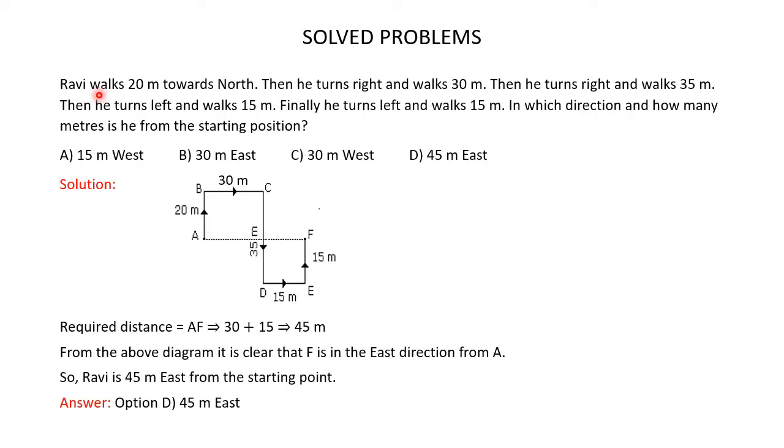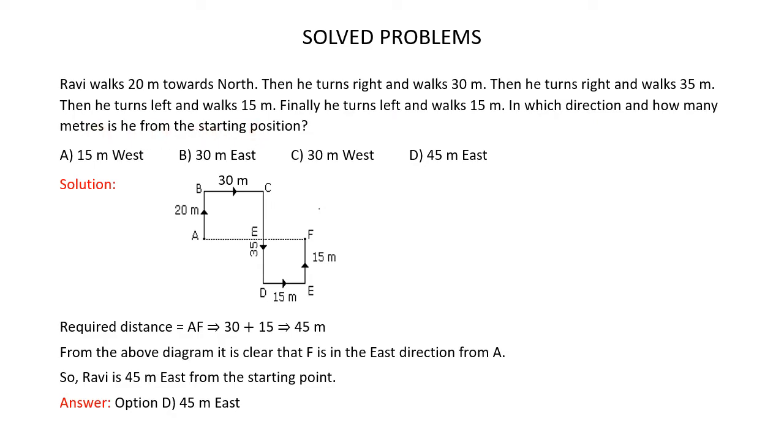Ravi walks 20 meters towards north. Then he turns right and walks 30 meters. Then he turns right and walks 35 meters. Then he turns left and walks 15 meters. Finally, he turns left and walks 15 meters. In which direction and how many meters is he from the starting position?